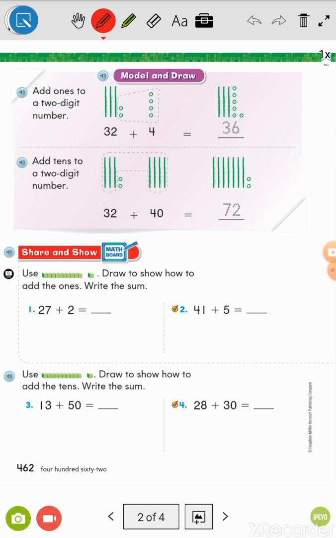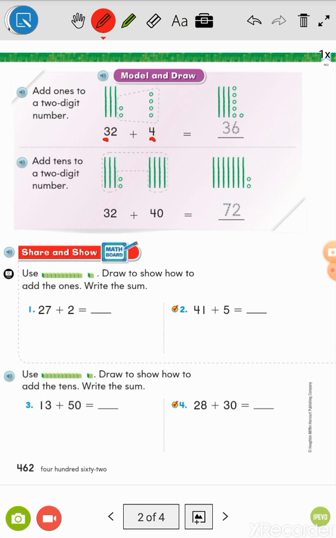Let's see how. 32, how are we going to draw 32? We are going to draw 3 lines and 2 circles. 4, how are we going to draw 4? 4 is what? It is 4 ones. We represent ones by circles. So we are going to draw 4 as 4 circles.